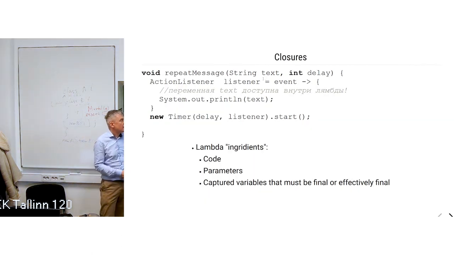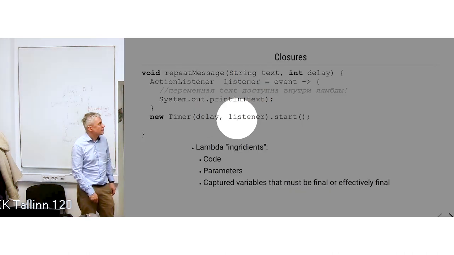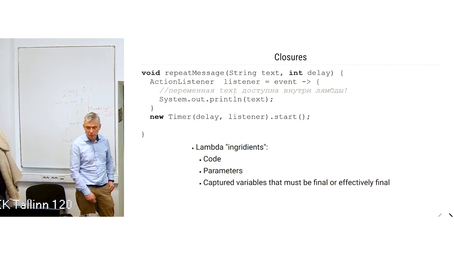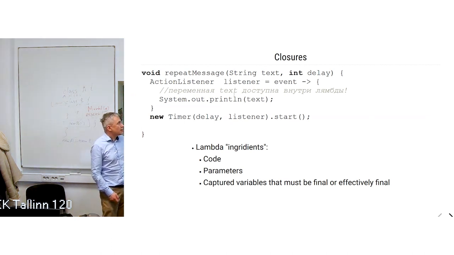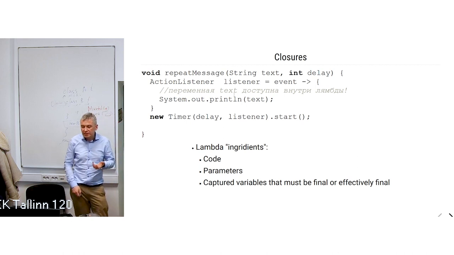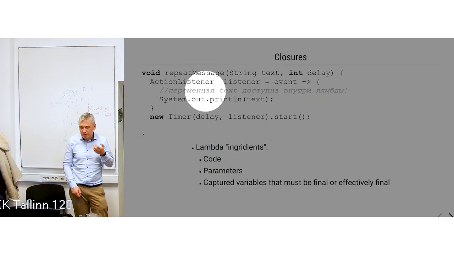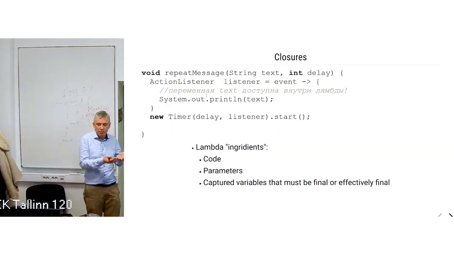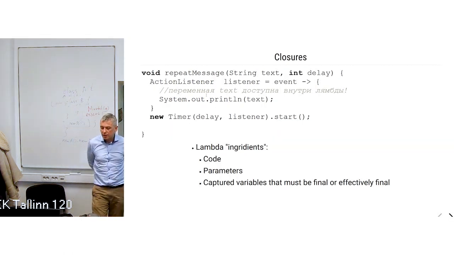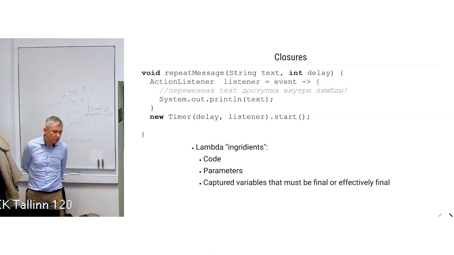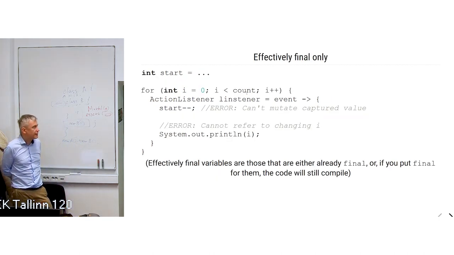And so actually, when we passed this listener variable here, the listener not only contained the reference to this snippet of code. It also contained all the closures, all the captured variables that are needed for this lambda to be executed. Thus, it just took this text and memorized it inside some invisible field under the hood, and this text can be used. And this implies some restrictions on variables that can be used in lambdas.